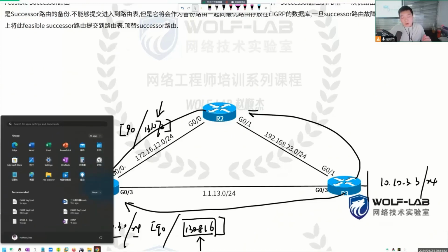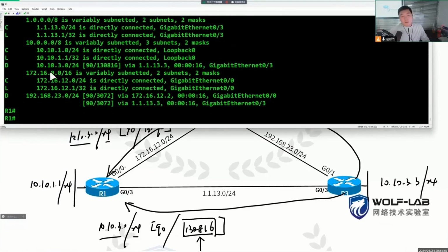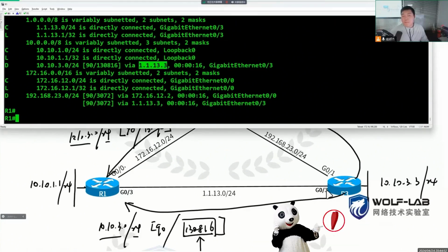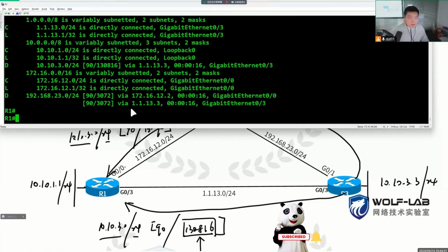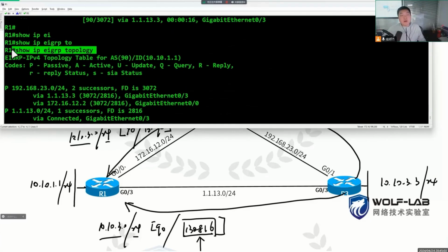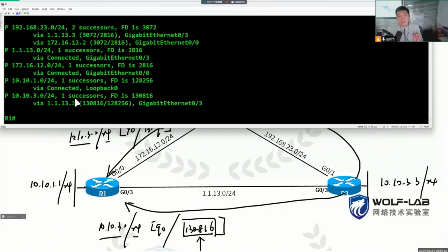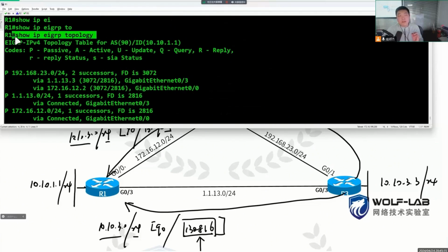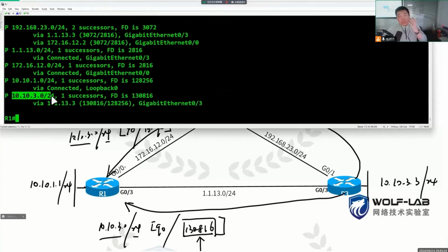So at this moment, we go to R1's routing table to directly see 10.10.3.0 via R3, directly as the next hop address, 1.1.13.3. Students, in the database, we use show ip eigrp topology. As we said before, by default the topology table only stores two types of route entries, successor routes and feasible successor routes.